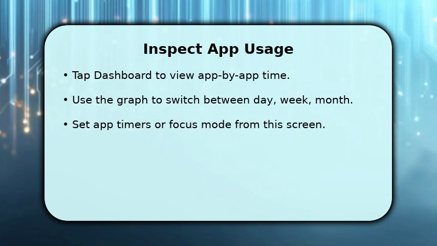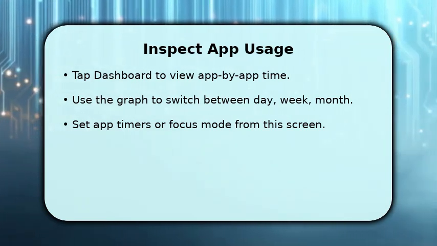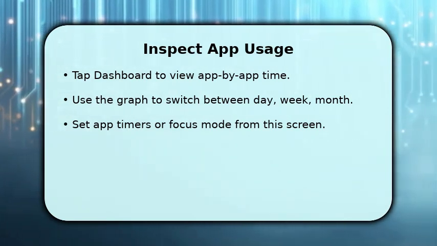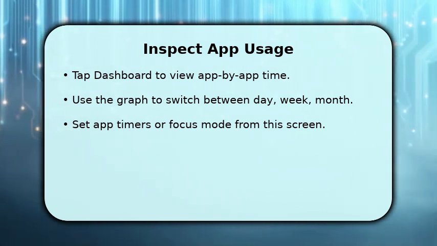Once you're in Dashboard, you can dig into specifics. Tap an app to see minutes and usage patterns. Use the graph above to switch from day to week or month so you understand trends versus a single snapshot.